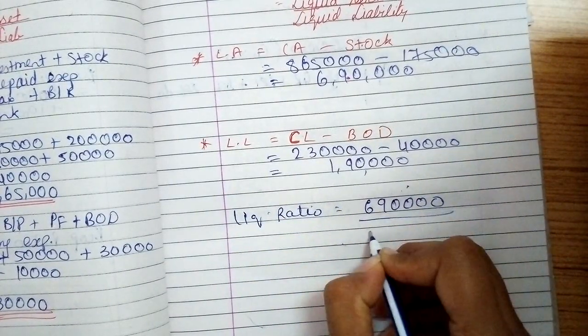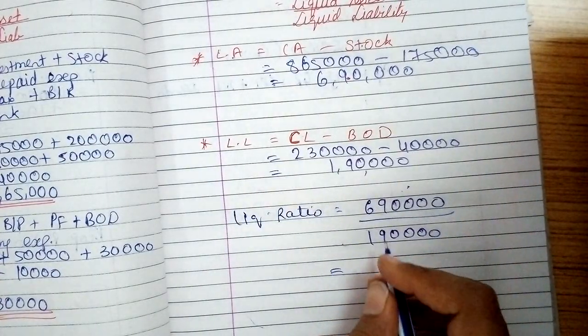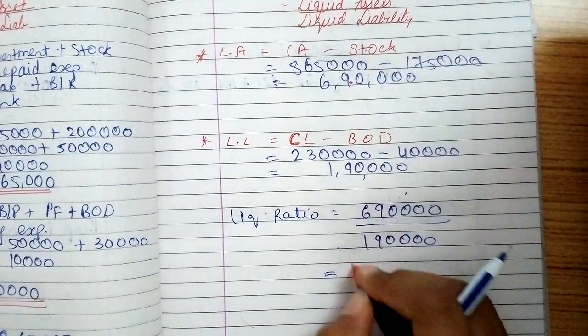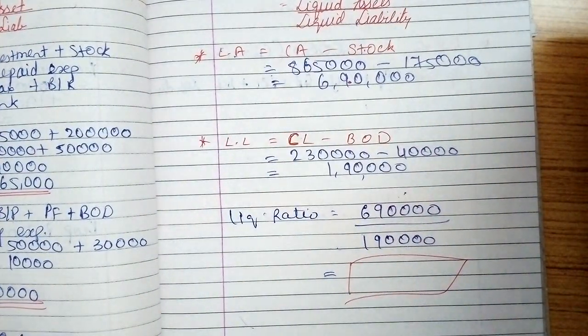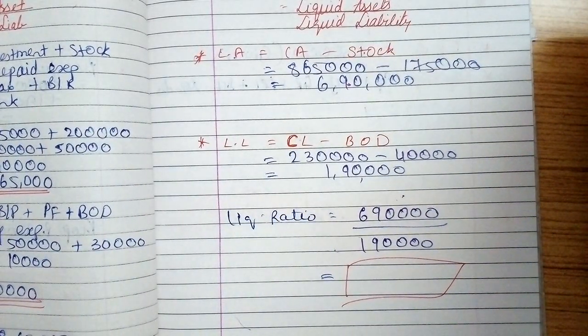So the liquid ratio is 6,90,000 divided by 1,90,000. So that is 690 divided by 190.